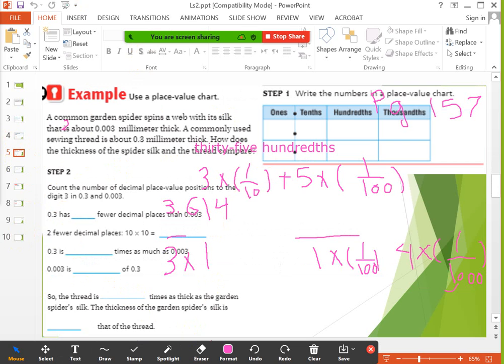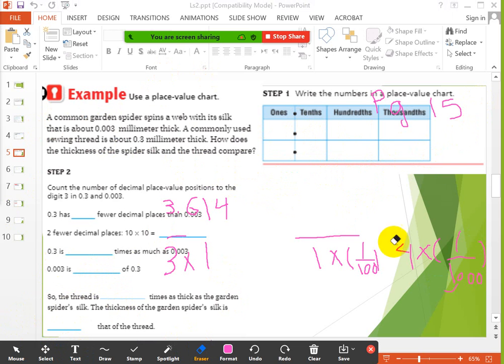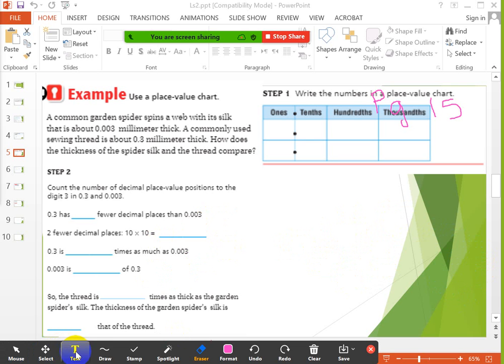So let's move to the example on page 152. In this example, also I have a number, and I want to write the number in the place value chart. The first number, I will erase those. Okay. The first number, this is a problem, I think. And the first number in this problem will be what? I have two numbers, 0.003 and 0.3.